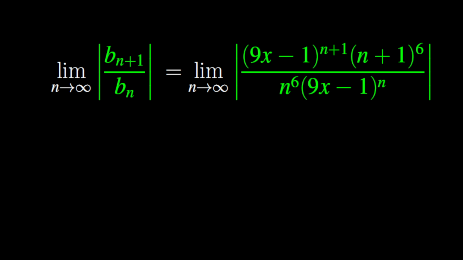Now, we have to compute the limit of ratios. It comes that the limit as n goes to infinity of b_(n+1) over b_n is equal to the limit as n goes to infinity of (9x minus 1) to the power n plus 1 times (n plus 1) to the power 6, over n to the power 6 times (9x minus 1) to the power n.